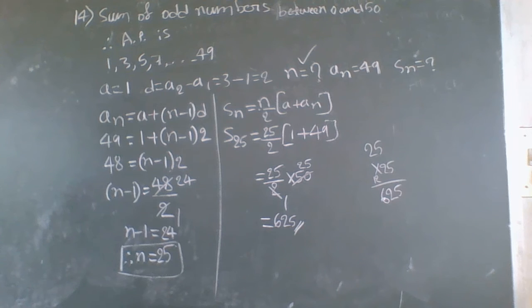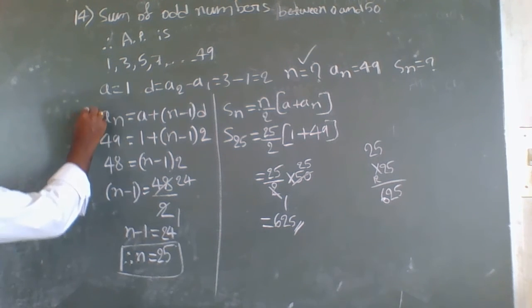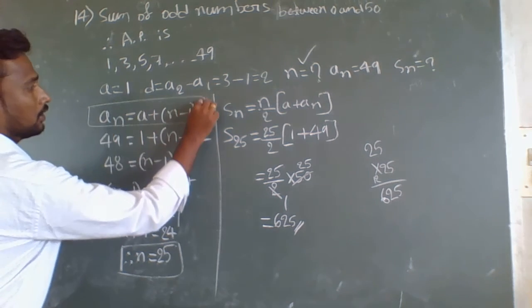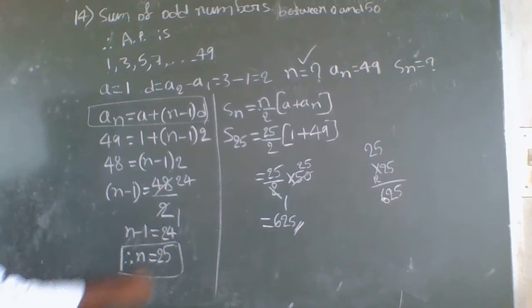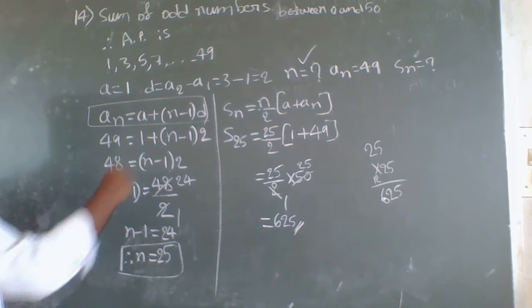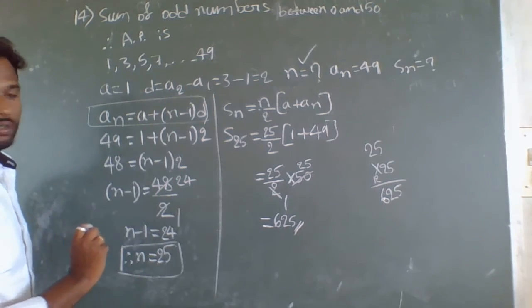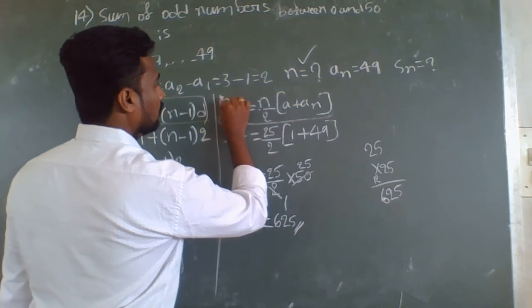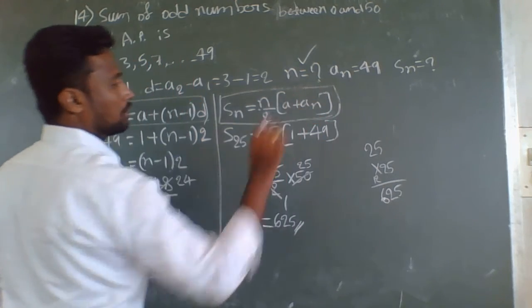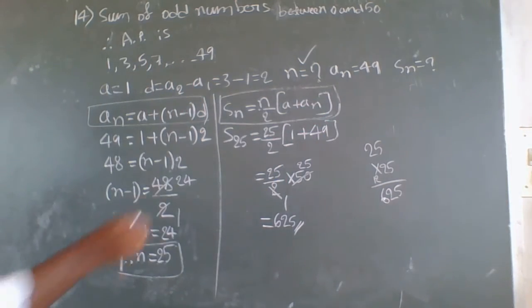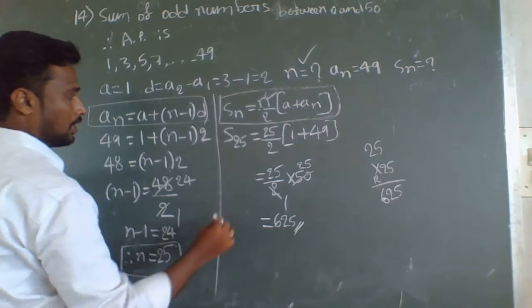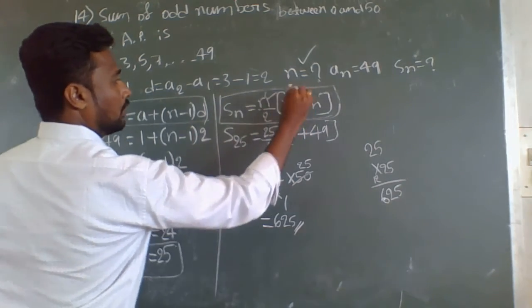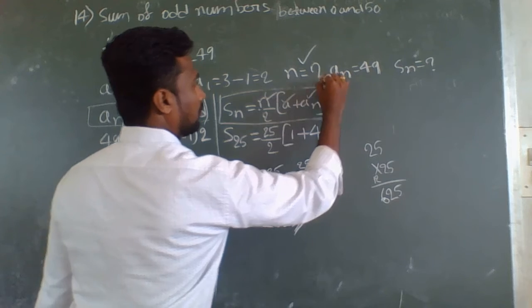To calculate the n value, I will use the formula an is equal to a plus n minus 1 into d, and to calculate the Sn value, by using this formula I will get the n value. Now I can easily calculate the Sn value. To calculate the Sn value I can use the formula Sn is equal to n by 2 into a plus an, because here I have the value of n and a value, and also we have the value of an.